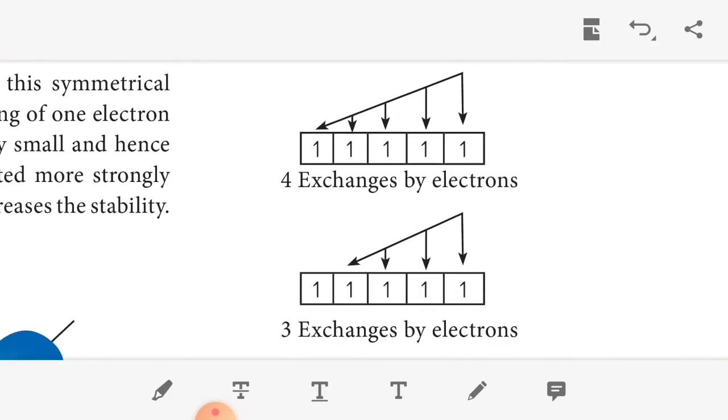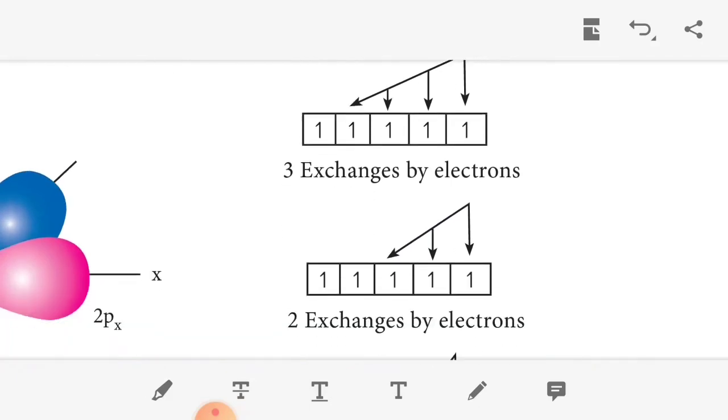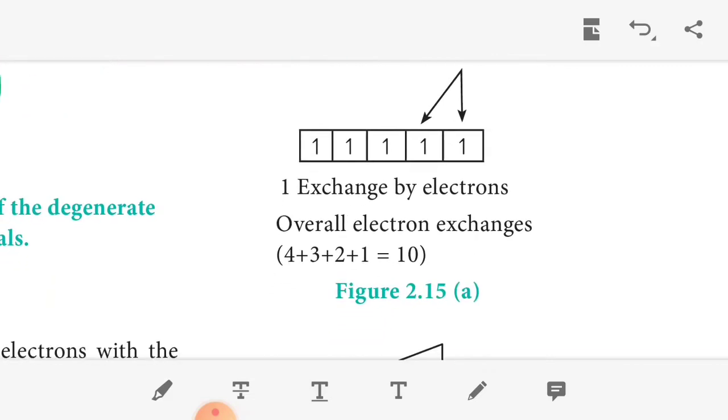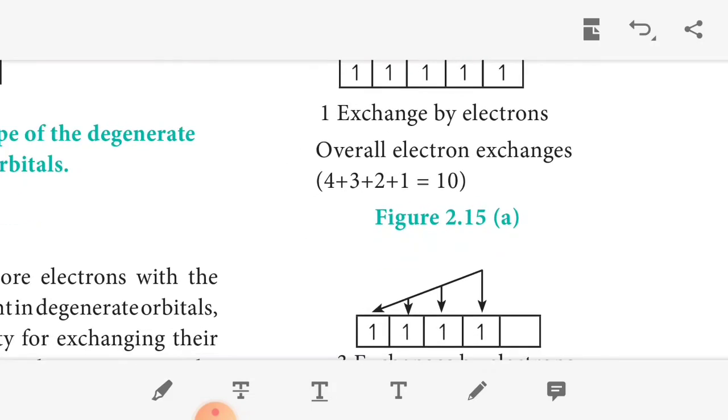Here there are 4 exchanges by the electrons, and more exchange happens here. The next, 3 exchanges are possible. Here only 2 exchanges are possible. Here only 1 exchange. Overall, looking at the electron exchanges, 4 plus 3 plus 2 plus 1 equals 10. So this is the exchange energy. Exchange is the basis of Hund's rule, which allows the maximum multiplicity. Electron pairing is possible only when all degenerate orbitals contain 1 electron each. Okay. Thank you, students.